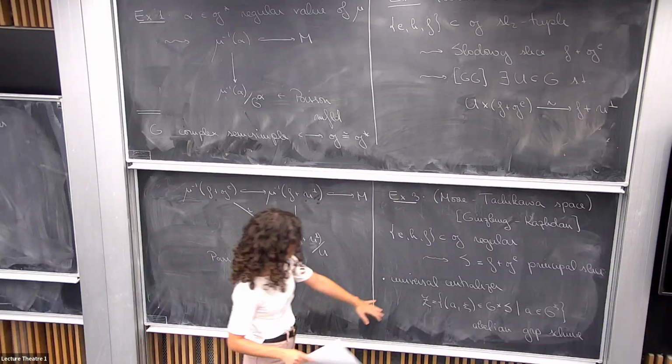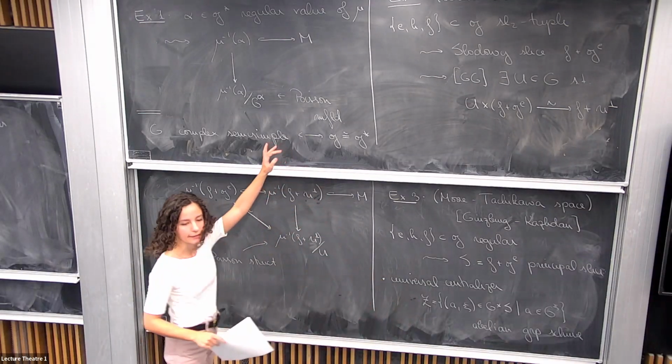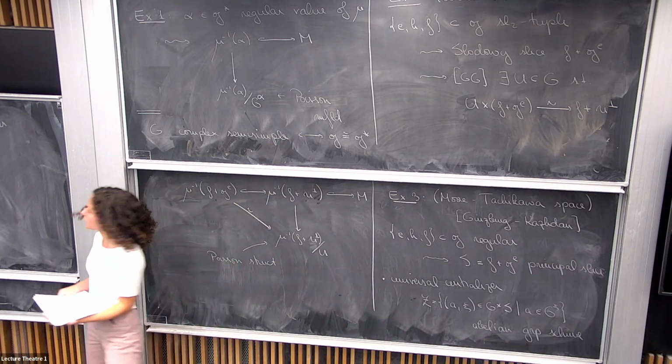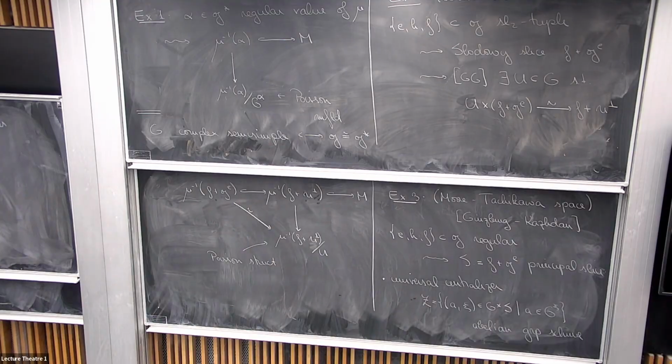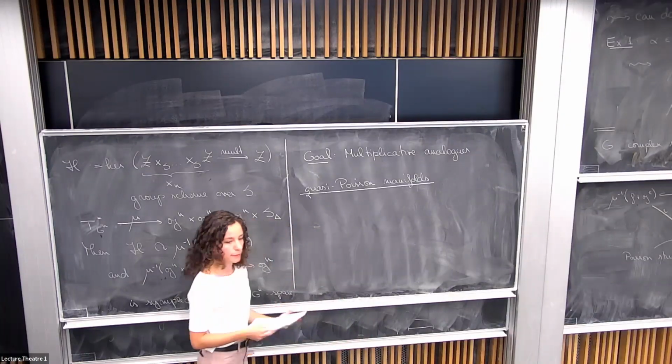Actually, this group scheme itself is a symplectic variety, and is a Whittaker reduction of the cotangent bundle of G. Sort of incidental. Okay, so what is a quasi-Poisson manifold?